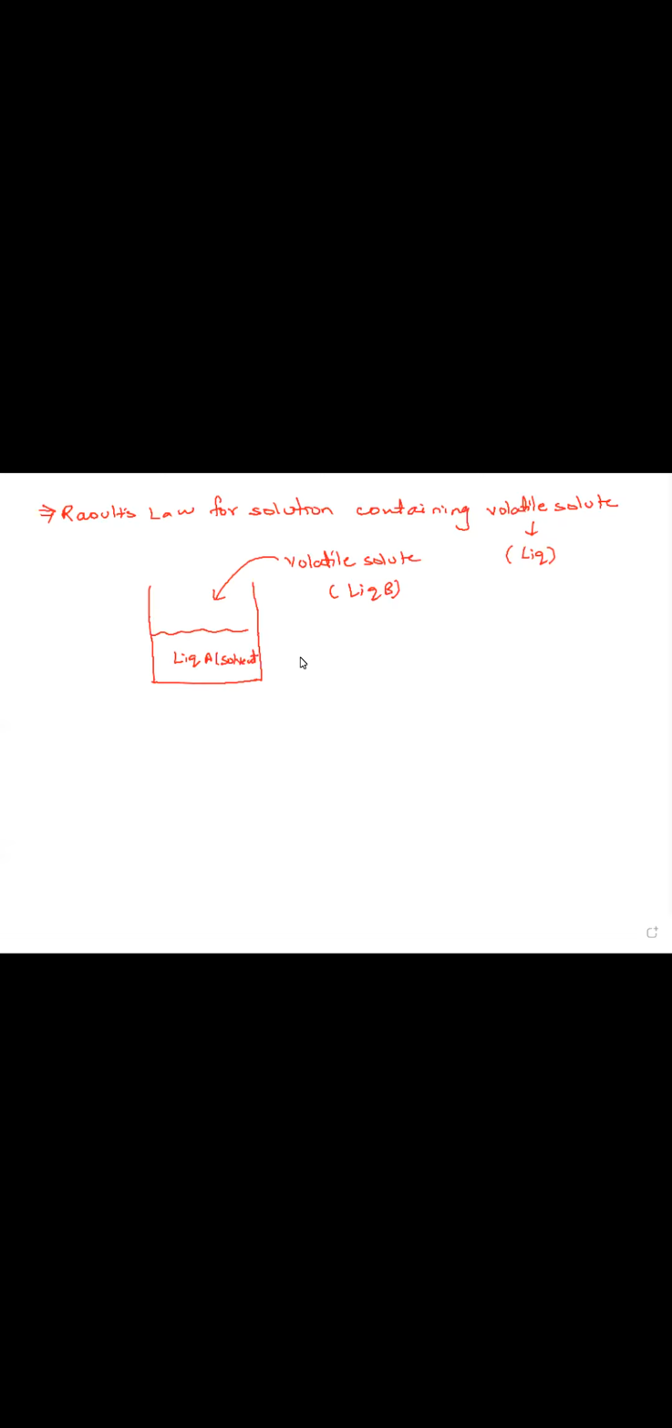So A तो contribute कर ही रहा था, यहाँ पे B भी contribute करेगा. तो ये थोड़ा special case हो गया. Last time we have done Raoult's law for the solution containing non-volatile solute. In that case, the vapor pressure was only due to solvent molecule. But यहाँ पे क्या हो रहा है? The vapor pressure is due to component A, solvent molecule as well as solute molecule. Correct?